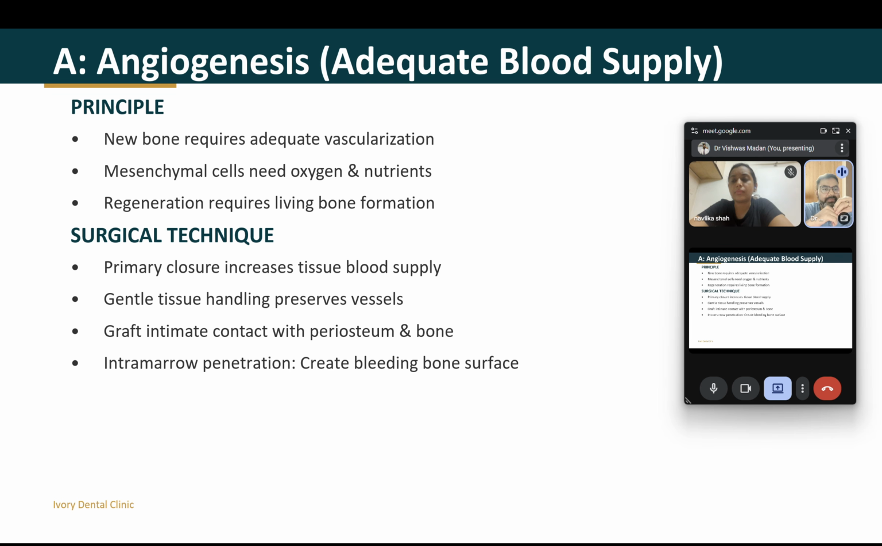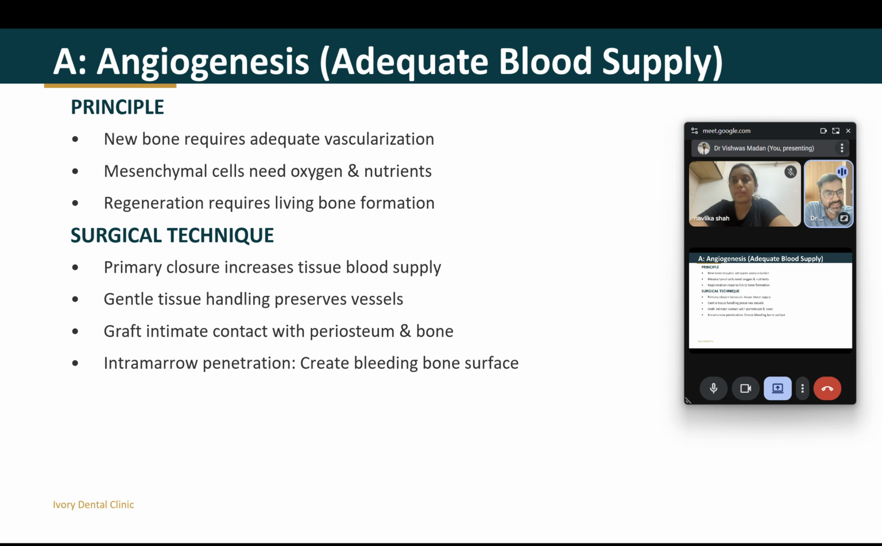So what we do is, for blood supply, we do something known as perforations inside the cortical bone plate. We make holes inside so that our graft is getting the blood supply from inside the bone also. The cancellous blood will come out, and from the flap also we are getting the blood supply. So in both areas the graft is getting wet with blood. That is what is meant by angiogenesis.